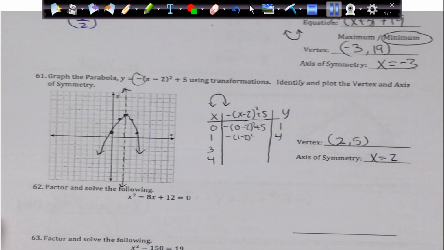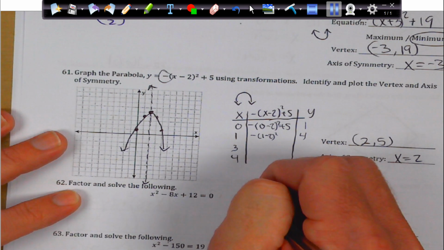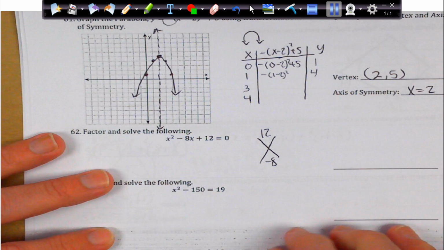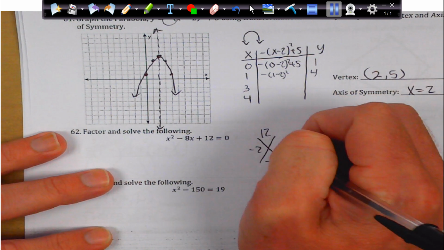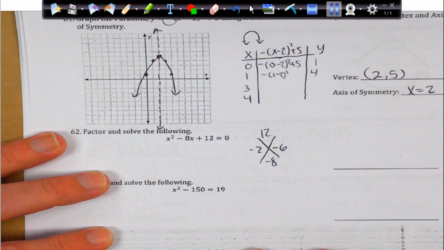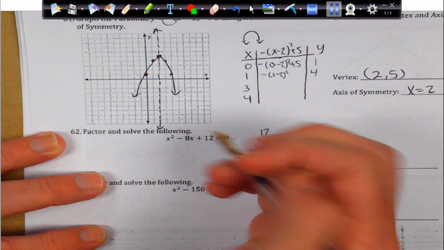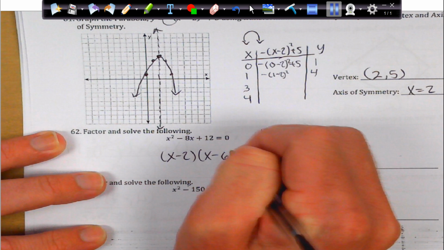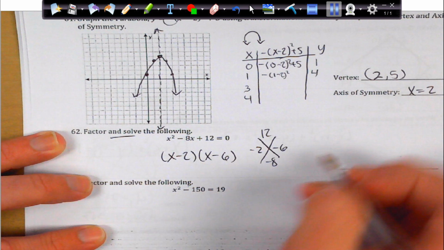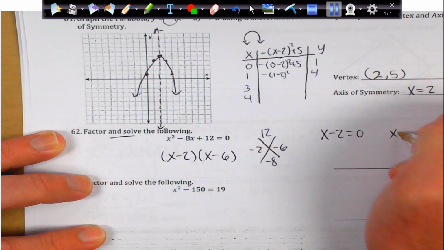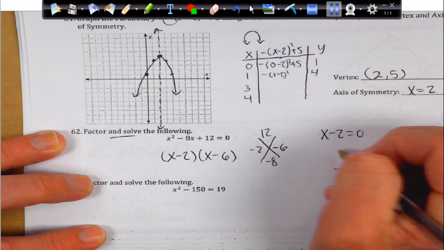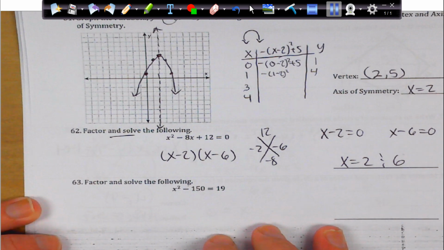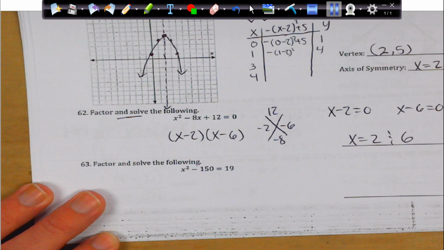Factor and solve. All right, so what two numbers multiply to 12, add to -8? My guess is there are going to be two negative numbers, and so I'm going to go with -2 and -6. And when it's basic factoring, we can just go straight to x minus 2 and x minus 6. It does say solve, so I'm going to set each one of these equal to 0, which if I add 2 over, I'm going to get x equals 2. Add 6 over, I'm going to get x equals 6. So this one here, we do have to subtract the 19.